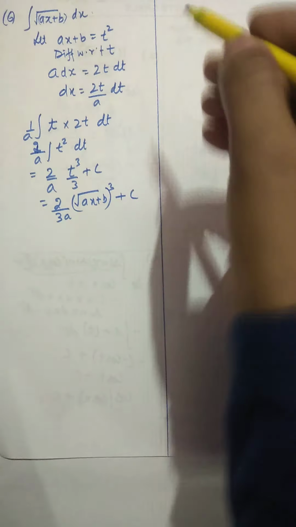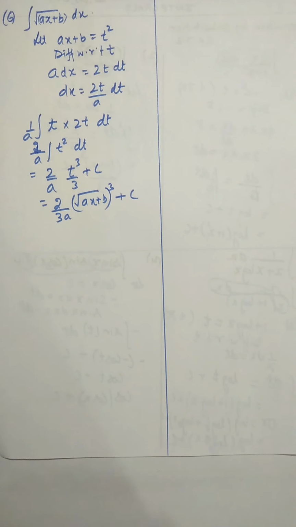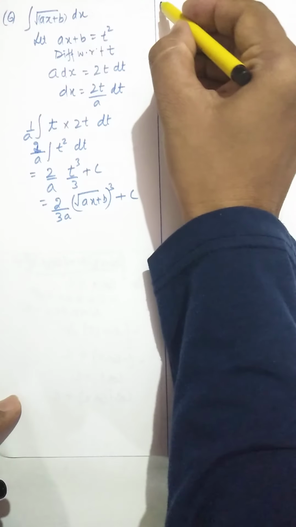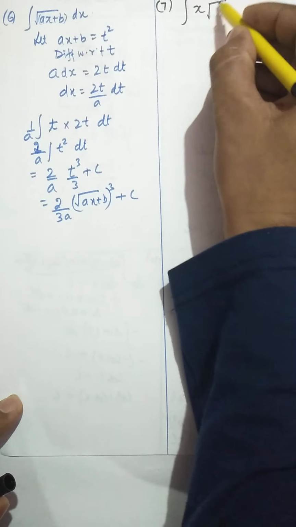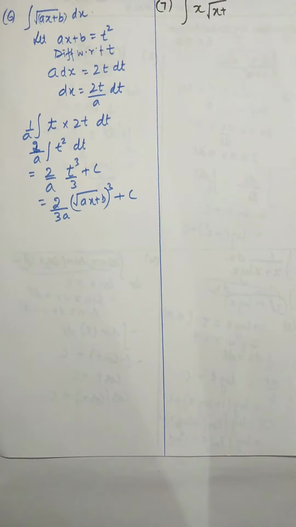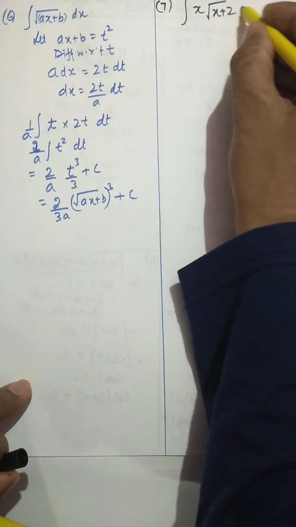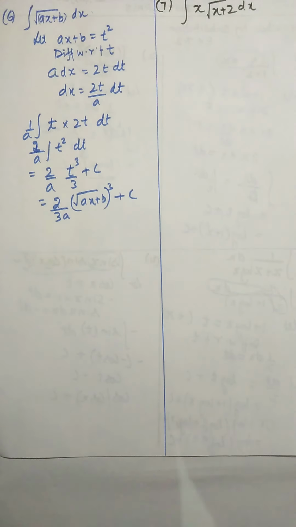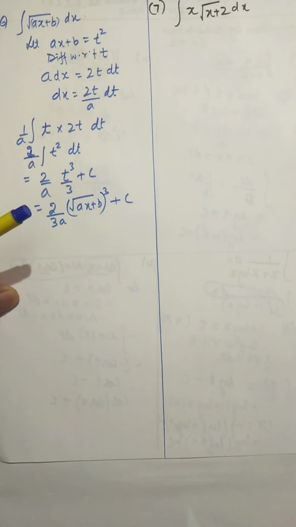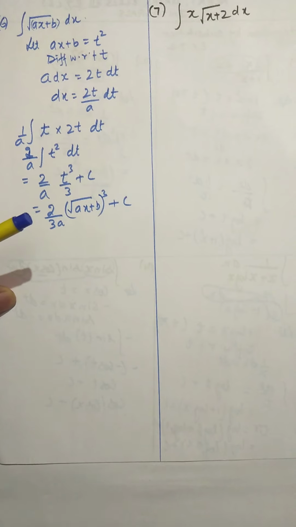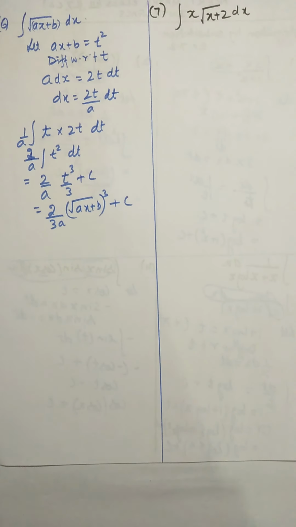Now next question is question number 7. Question number 7 is you have to integrate x root x plus 2 dx. Now you see this, can you solve it by using normal method? No, we cannot solve it directly. So again we have to take the help of substitution. So how we can start this?